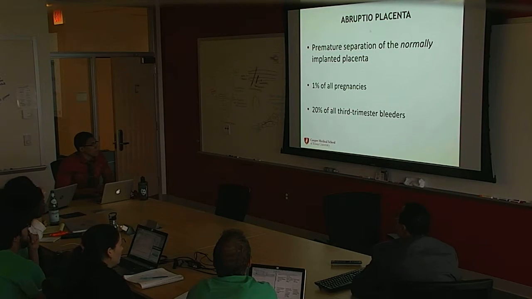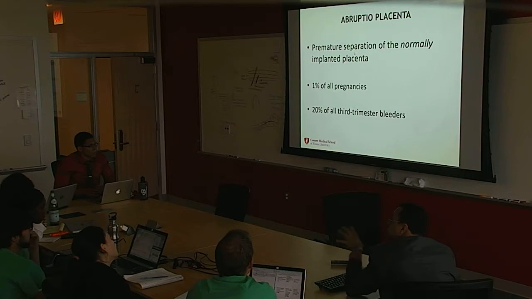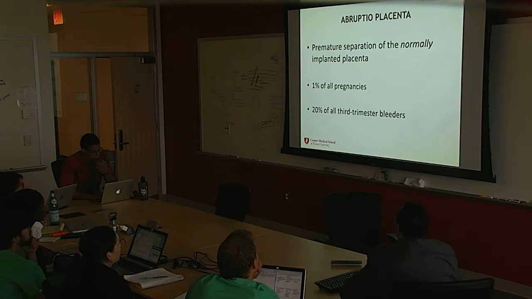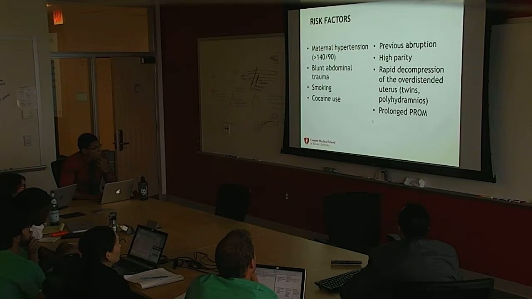What's placental abruption? In the other one, the placenta was not in the right position; it was in the lower uterine segment. This one is the premature separation of a normally implanted placenta. So it is in the right position in the uterus, but it separates prematurely. It's 1% of all pregnancies; 20% of all pregnancies have third trimester bleeding. So this is 1%. The other one was 0.5%.